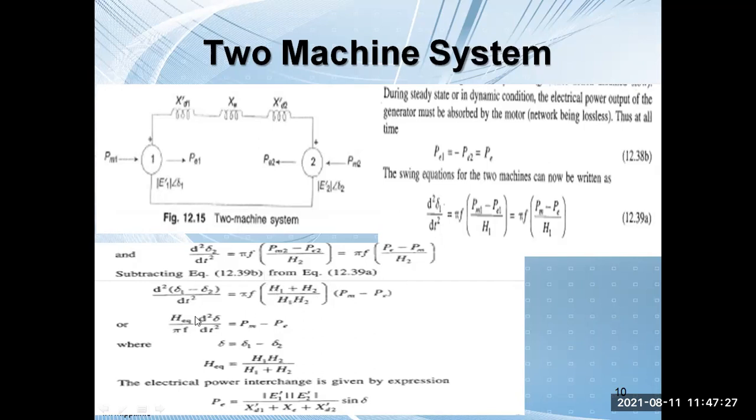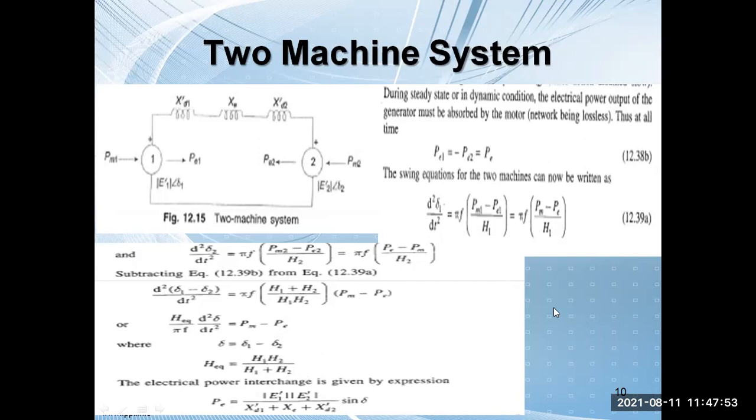So we can write H equivalent by pi f into d2 delta by dt square equal to Pm minus P, where delta equal to delta 1 minus delta 2 and H equivalent equal to H1 H2 by H1 plus H2. So if there is a two-machine system which is connected with a reactor, the net equivalent inertia constant will be H1 into H2 by H1 plus H2.